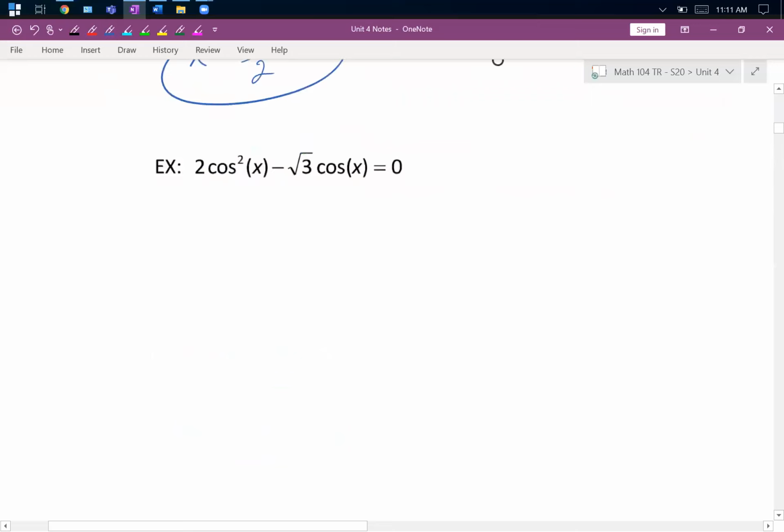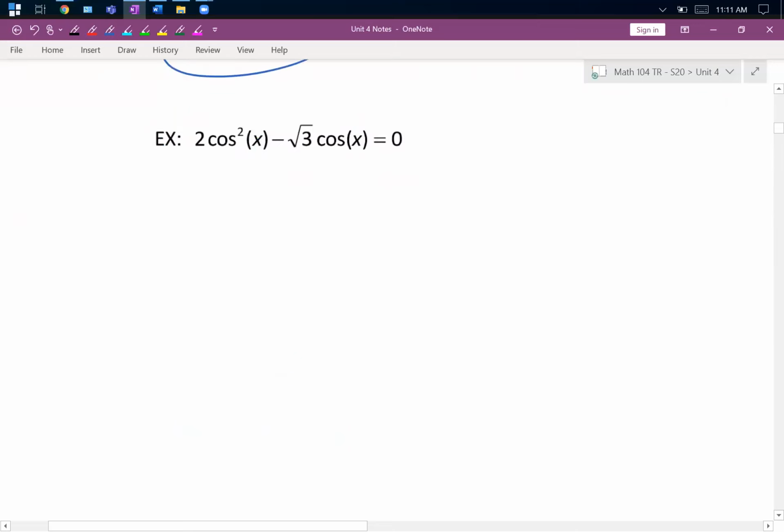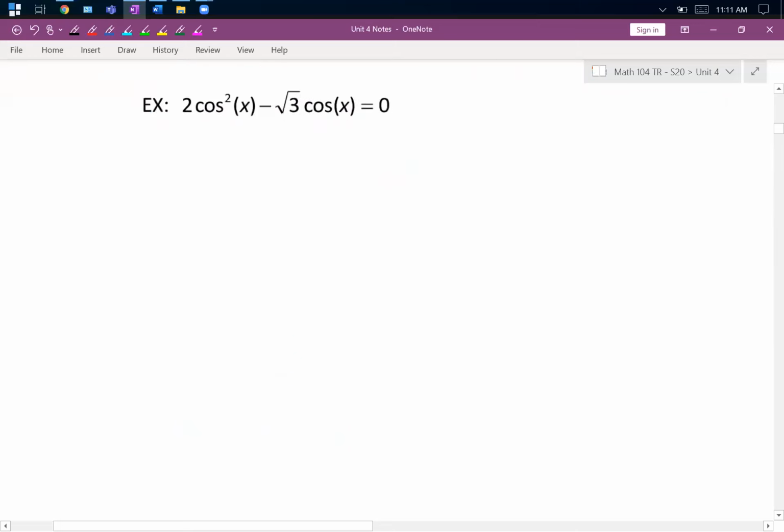All right, let's look at the next one. So this next one, you'll notice that we only have cosine. However, we have cosine squared and cosine to the first. So this is one that is quadratic in form.